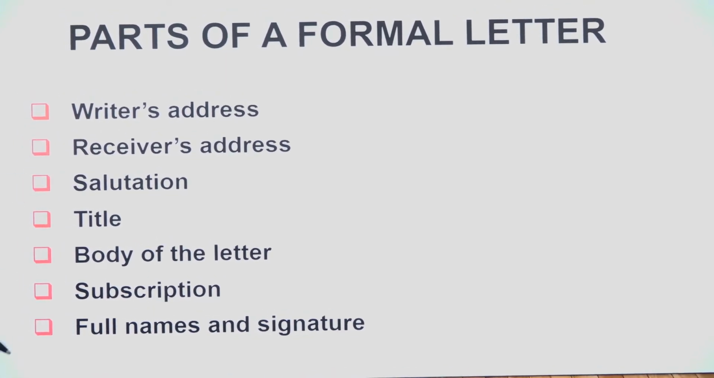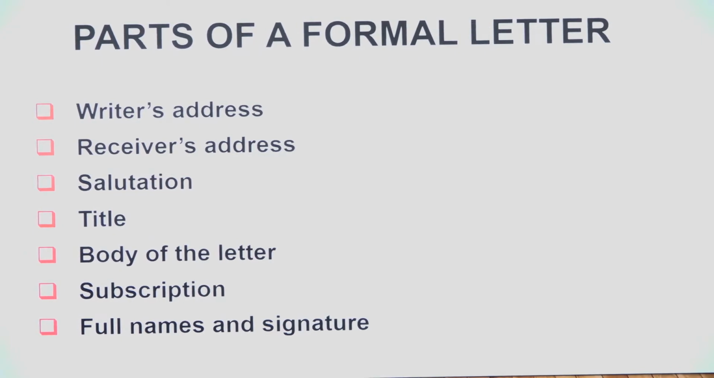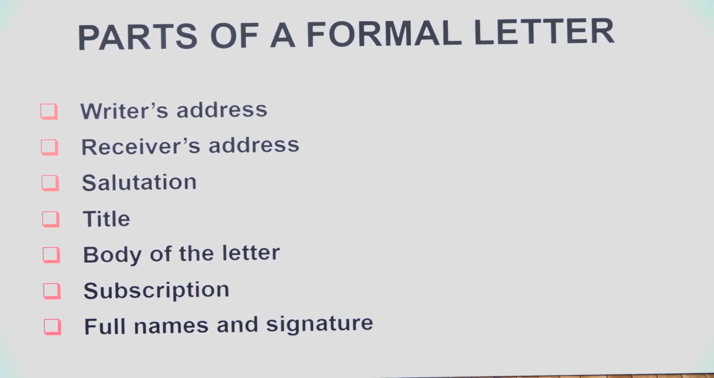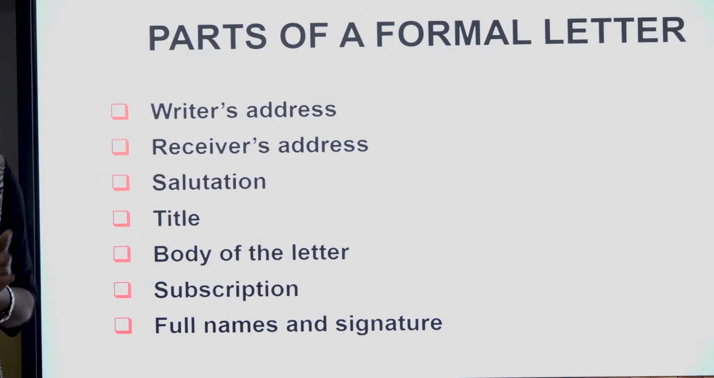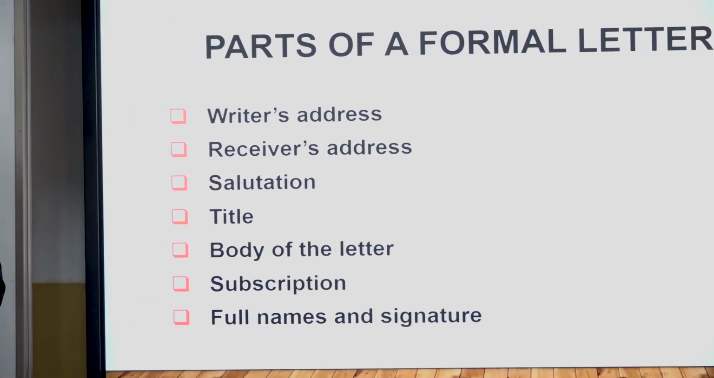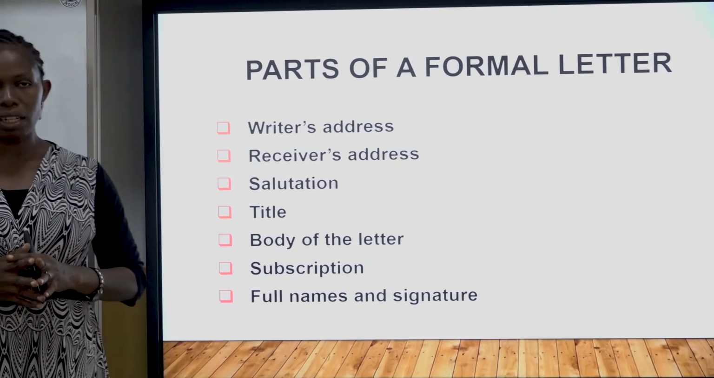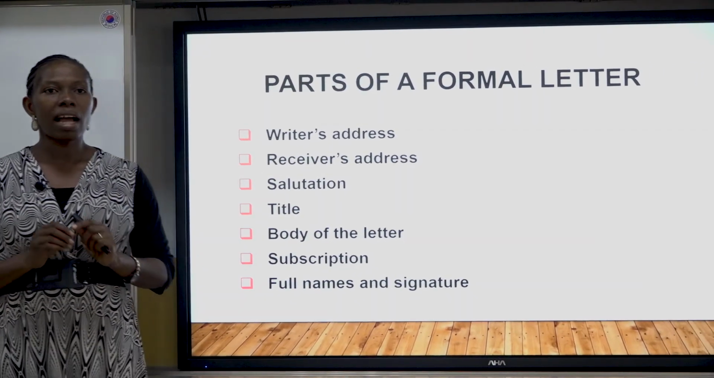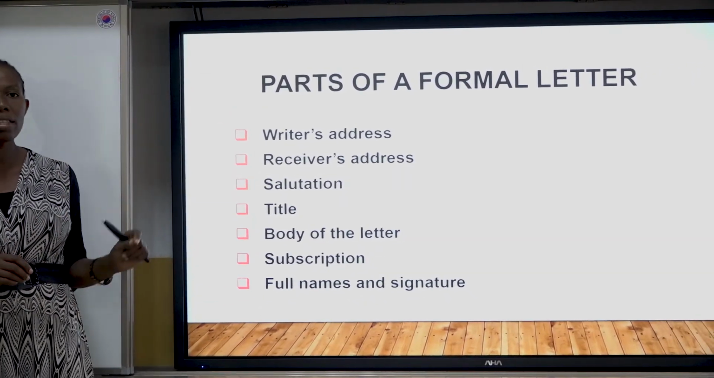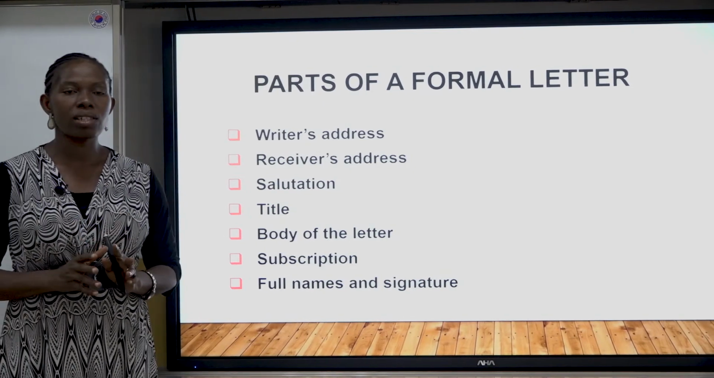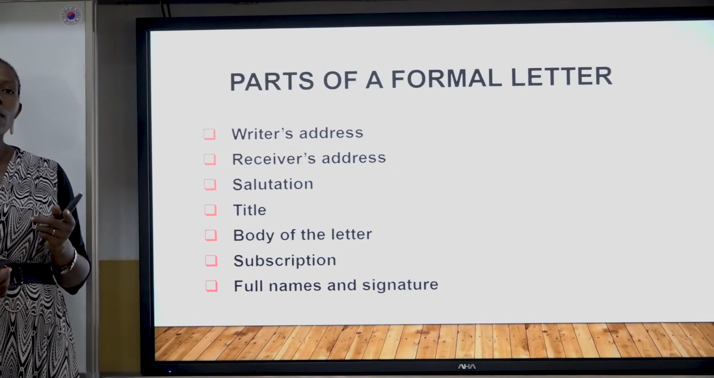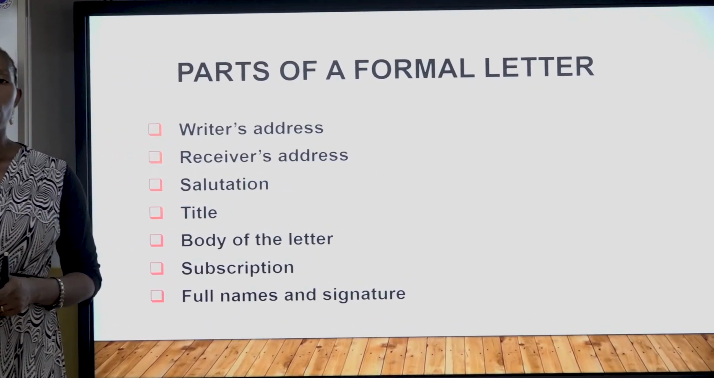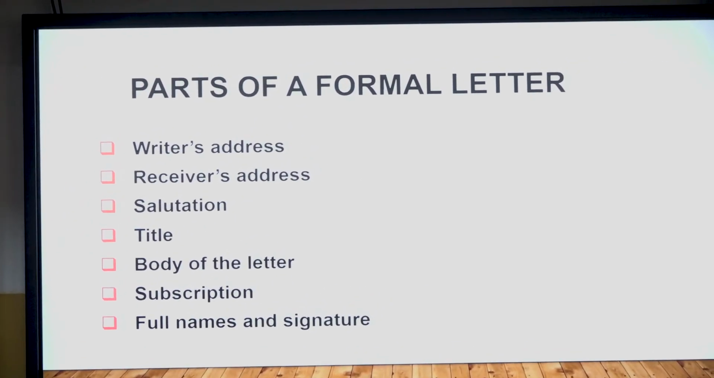We have the receiver's address. This is one of the things that makes a formal letter different from other types of letter. The receiver's address is usually written a line below the writer's address. It's usually the address of the person you're writing to, and it begins with the designation of the person. Let's assume you're writing to the principal of your school. The designation is the principal.